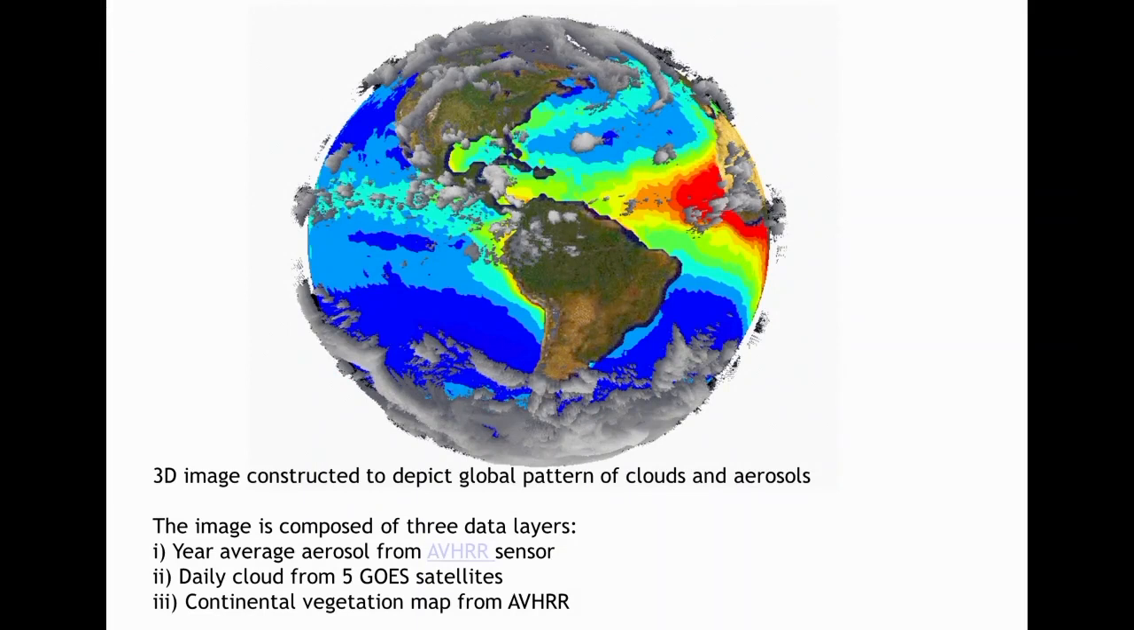Now, this here is a 3D image constructed to depict the global pattern of clouds and aerosols from multiple products from satellites. And it's really here just to illustrate the different spatial and consequently temporal scales of the warming and cooling that you might have. That's the direct effect, the colour scale. The clouds are near true colour images, but show the heterogeneity of the potential indirect effect that's superimposed upon the direct effect.